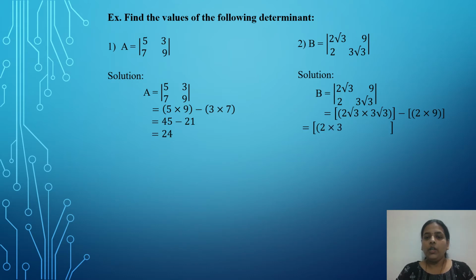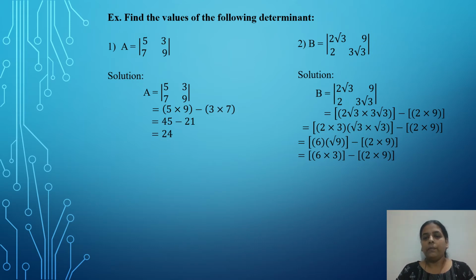That is, 2 into 3 multiplied first, then √3 into √3, and the remaining term we take as it is. Next, 2√3 into 3√3 is 6 into √9, because √3 into √3 is √9, minus 2 into 9. Then √9 is 3. So the next step is 6 into 3 minus 2 into 9.